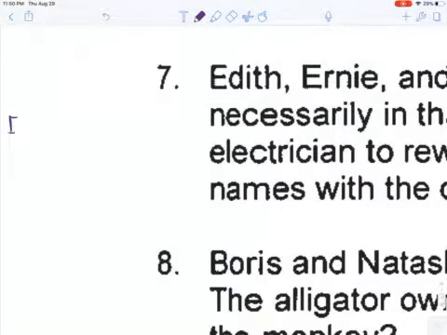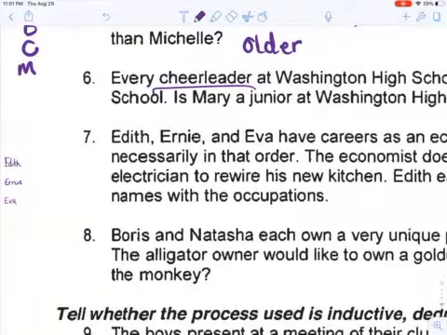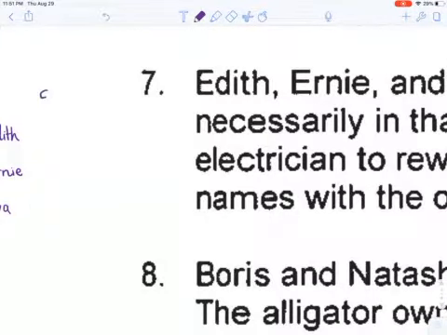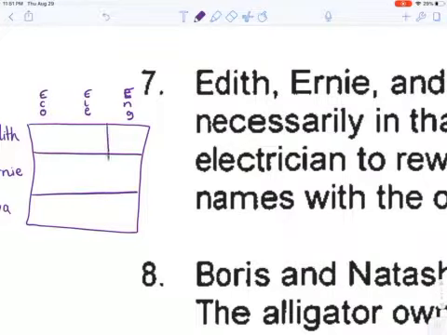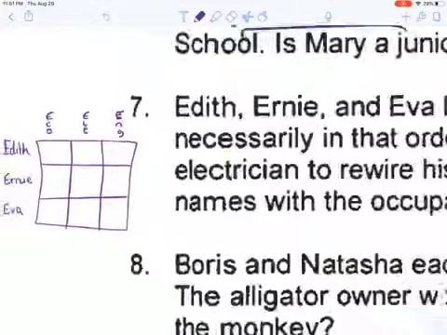So we have Edith, Ernie, and Eva. They are an economist, an electrician, and an engineer. We are going to draw this table or this matrix to help us determine who is in what job.